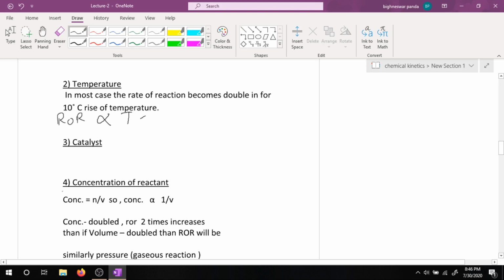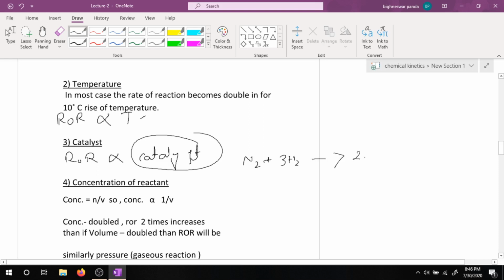Then come to the next part, catalyst. Rate of reaction is directly proportional to catalyst. In order to increase the rate of reaction, we can use a catalyst. For example, in Haber's process, N2 plus 3H2 gives rise to 2NH3. Here you can use iron as catalyst. In contact process, SO2 plus O2 gives rise to 2SO3. Here we can use platinum as a catalyst. So catalyst can increase the rate of reaction.